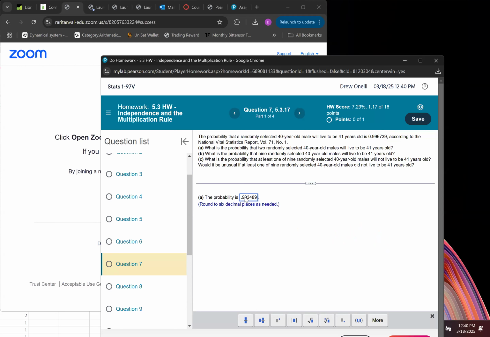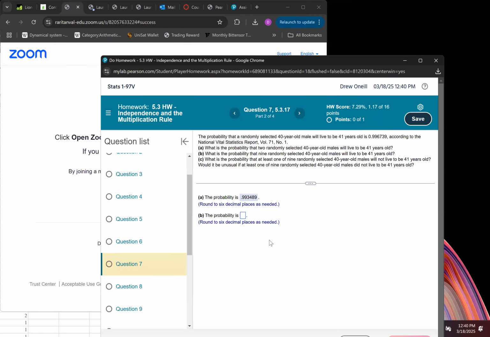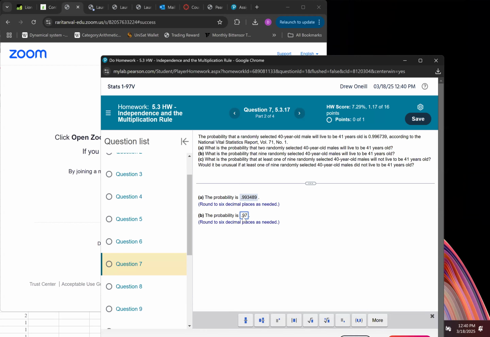0.99348. Let's see if that's right. All right. And then I have to do the same thing, but this time to the ninth power. Okay, because it's asking 9 tenths or 9 people. So that's a little smaller. 0.9710453. Okay, so that's 6 decimal places. Let's see if that's right.